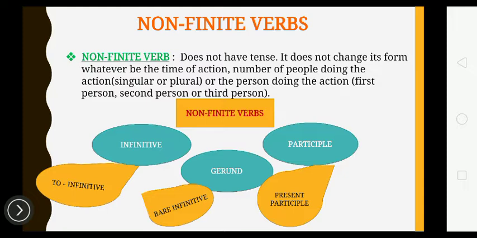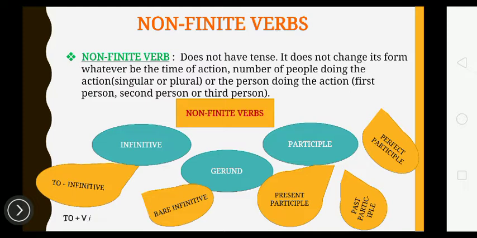And gerund, we know that gerund is made up of verb plus ing. Okay, first form of the verb plus ing. So they are known as gerunds. And participle is again further divided into three: present participle, past participle and perfect participle.